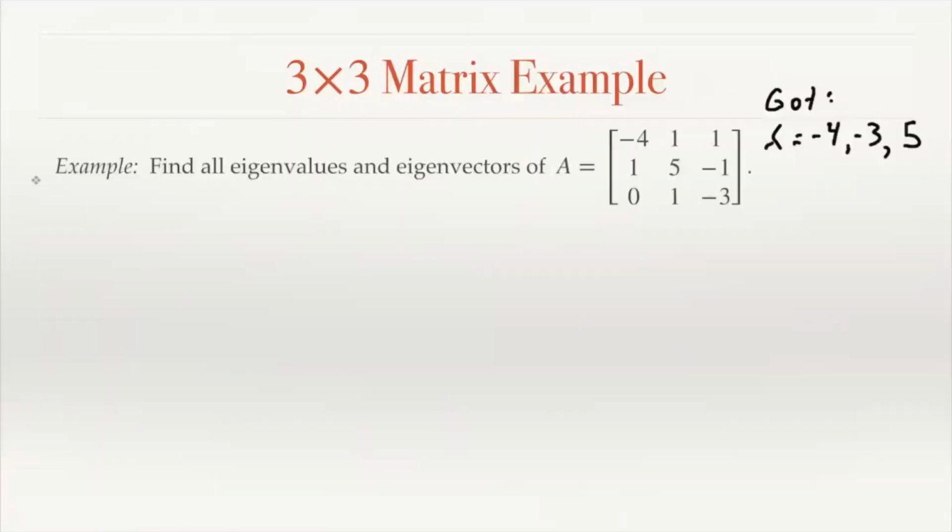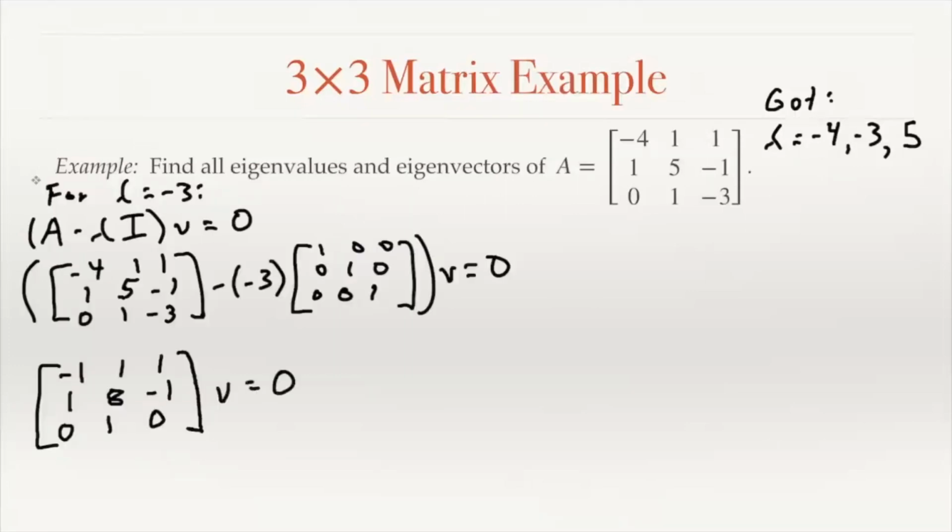Okay, so we got that lambda was -4, -3, and 5 were our eigenvalues. We just found a corresponding eigenvector for -4 in two ways. Let's move on to -3. As always, we want to solve (A minus lambda I) v equals 0. So that is the equation we want to find.